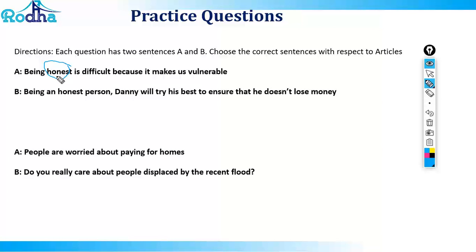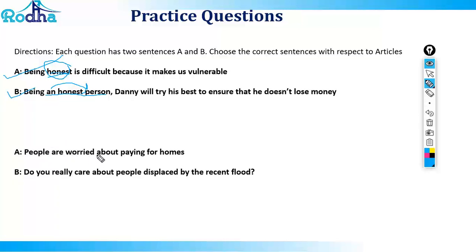Had we been referring to honest people, an honest individual, an honest person, then we would say an. But since honest is an abstract noun, abstract nouns don't take articles. So this will be a correct usage. Being an honest person, if you see here, it says an honest person because obviously the reference is to a person, which is countable. Danny will try his best to ensure that he doesn't lose money. So this also looks to be a perfectly correct usage.